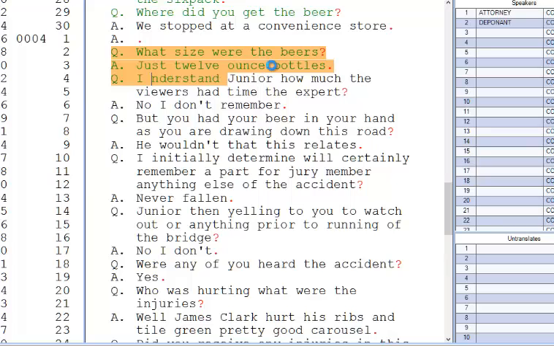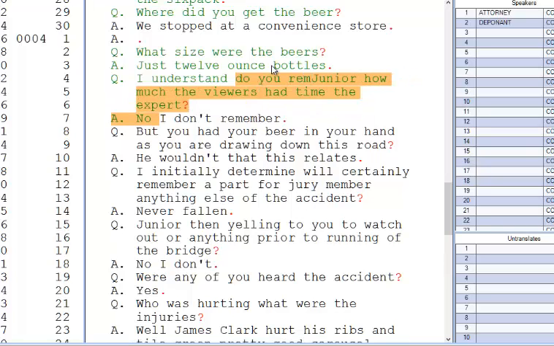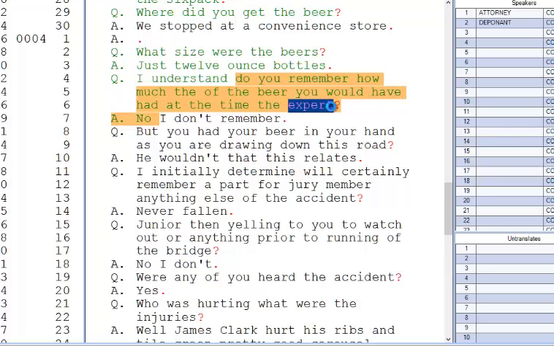Do you remember how much of the beer you would have had at the time of the incident? Hugo, no. I don't remember.